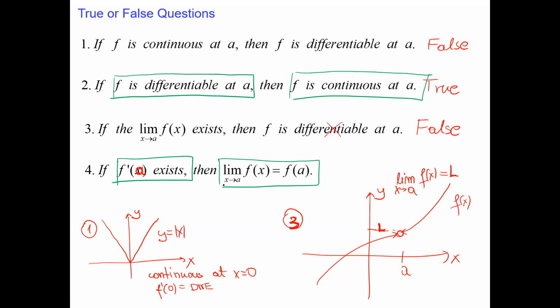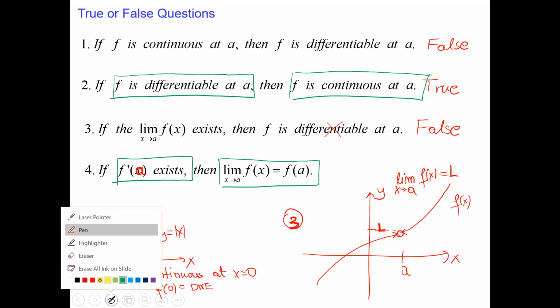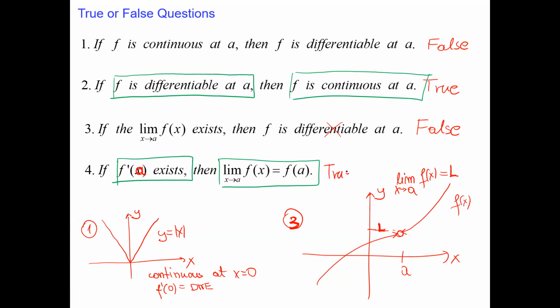That means I just use the same statement. Statement number 2 and statement number 4 are identical, just using different wording, and this is of course true. If the derivative exists, the function is differentiable at a, then the limit is the same as the value. Of course, the function is continuous. That's the definition.